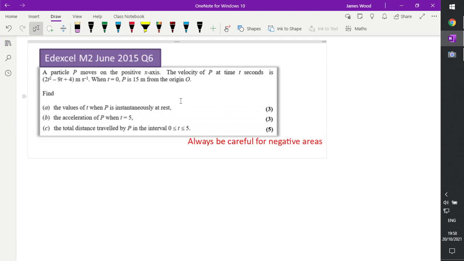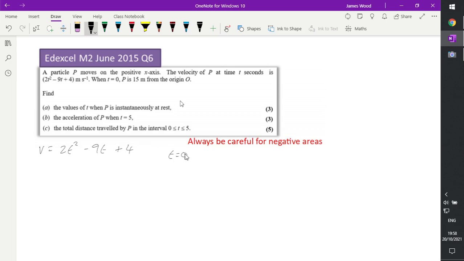Okay, this next one, this is a past exam question. So a particle P moves on the x-axis. The velocity of P at time t is given by this equation here: 2t squared minus 9t plus 4. We know that when t is 0, the particle is 15 meters from the origin, so s equals 15.